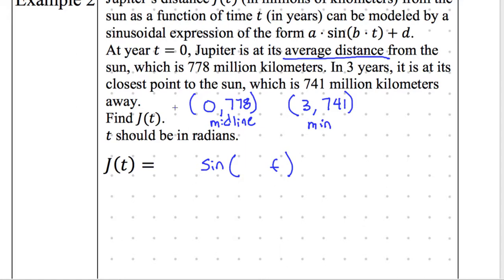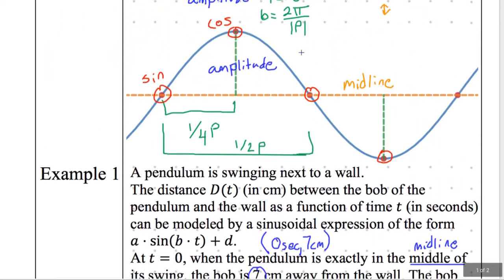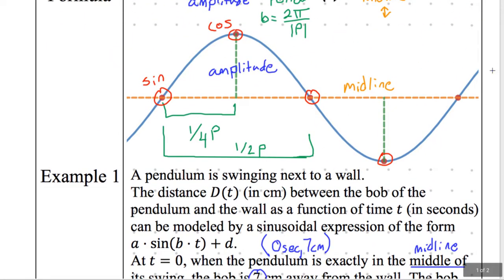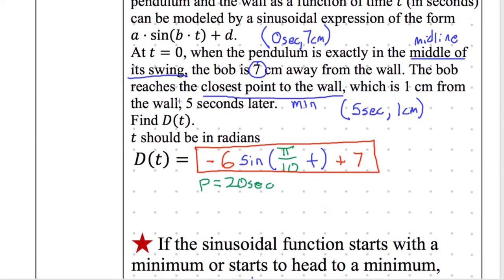So it says at year t equals 0, Jupiter is at its average distance from the sun. How do you know that's the midline? So midline is average distance. So average distance, if I took the average of a sine function of all of the points, then it would be this line right here. And that's kind of a calculus level concept too. Like to watch a lot of like seeing it on a graph.